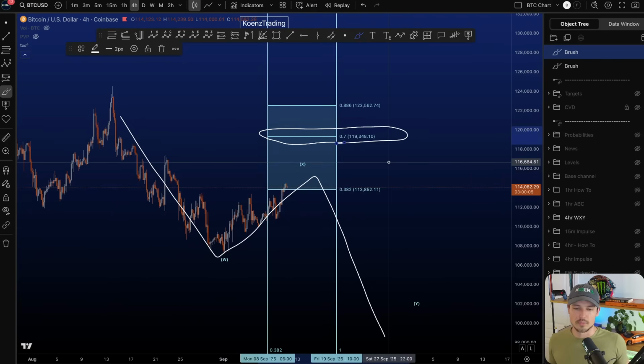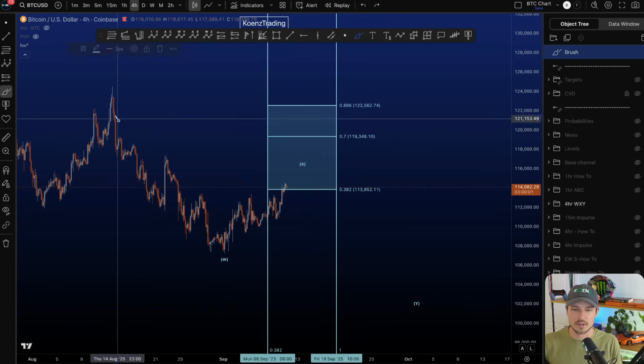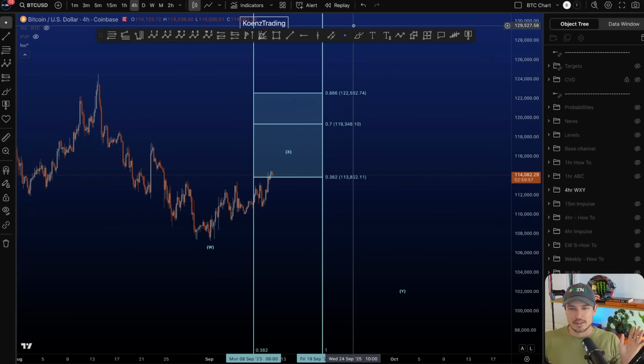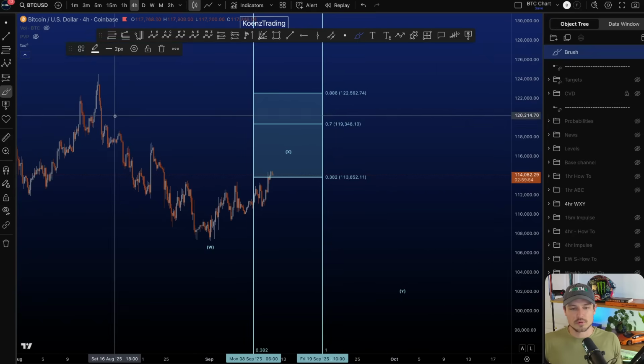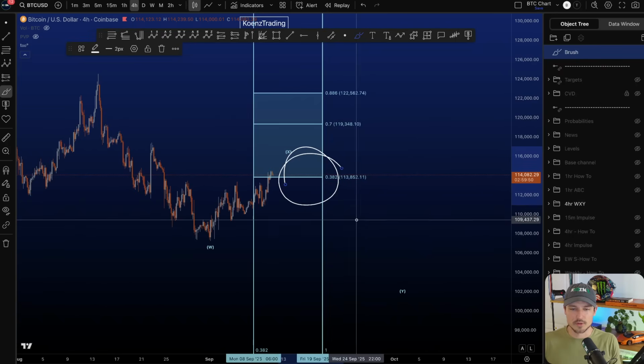It reduces the probabilities for a double zigzag, sharp corrective structure. If you do move beyond the 0.7, you would look for a more sideways WXY. Now if we look at a sharp WXY, double zigzag WXY here, then I'll show you a potential setup on the 1 hour in a second.